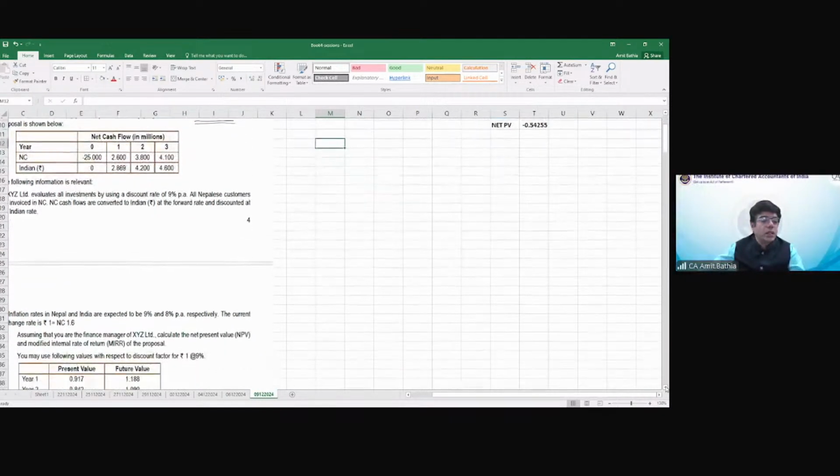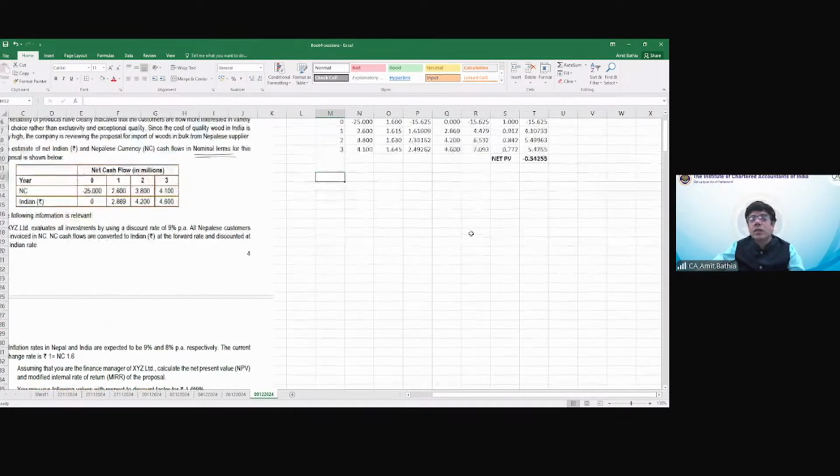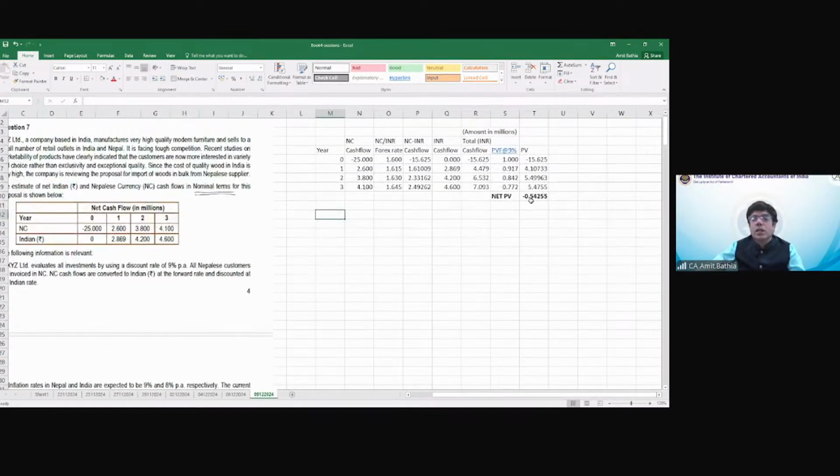Question is saying, assuming that you are the finance manager of XYZ Limited, calculate the NPV and modified internal rate of return of the proposal. So we have to calculate modified internal rate of return as well. However, we don't have to comment about whether we should accept the project or not. Had that been asked, you would have said no, right? Because my net PV, NPV is negative. So you would have said we should not accept this particular project.